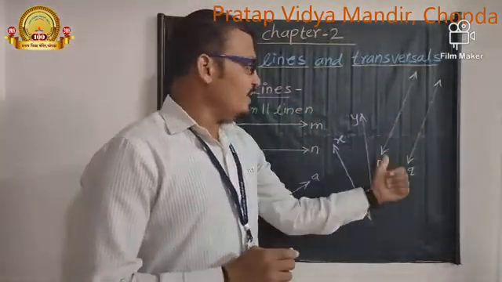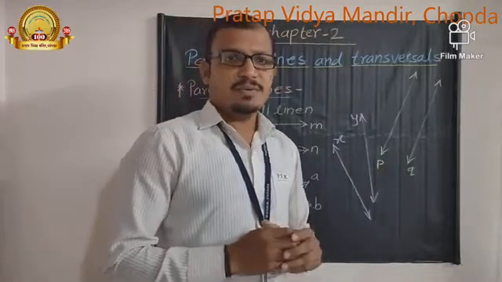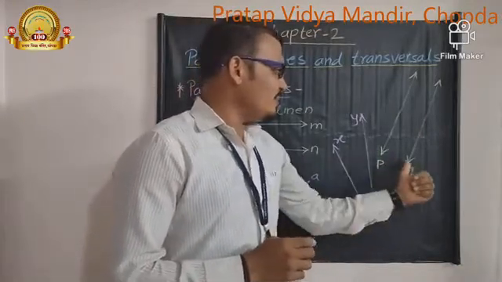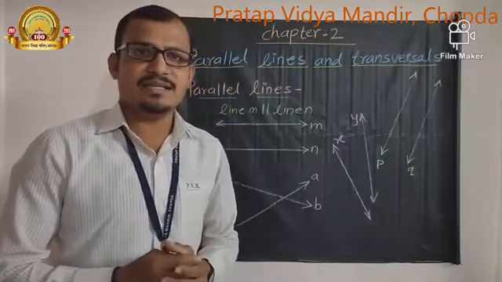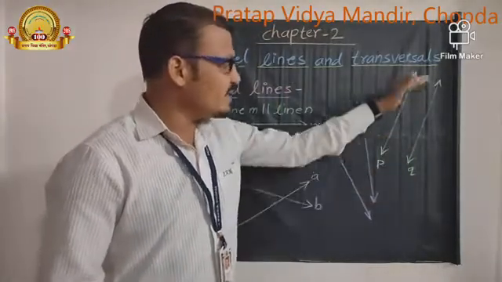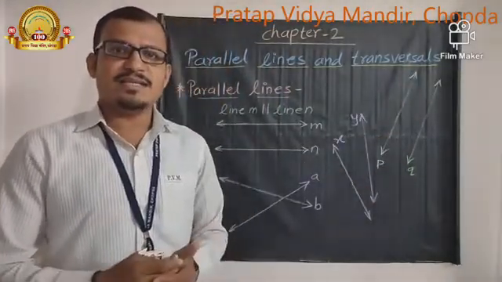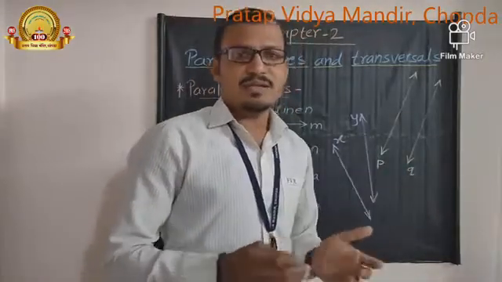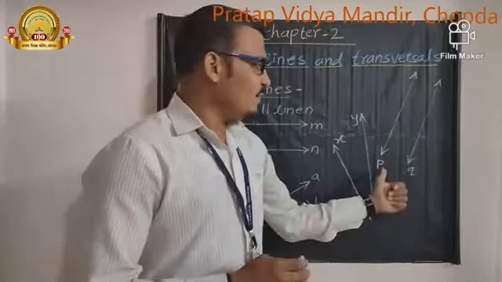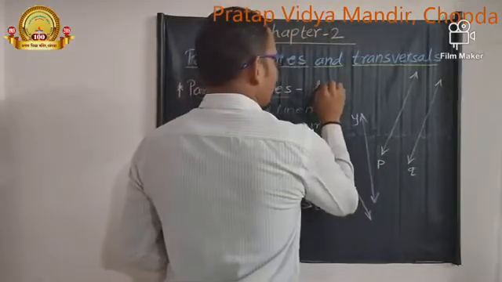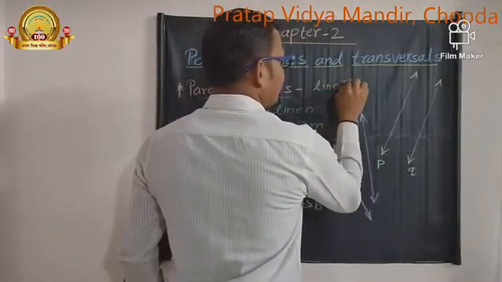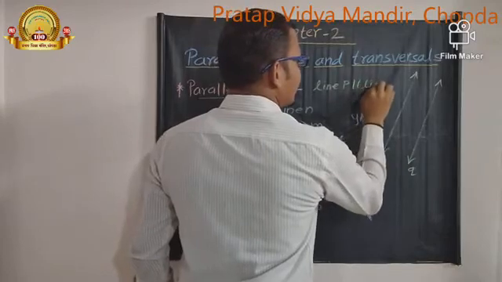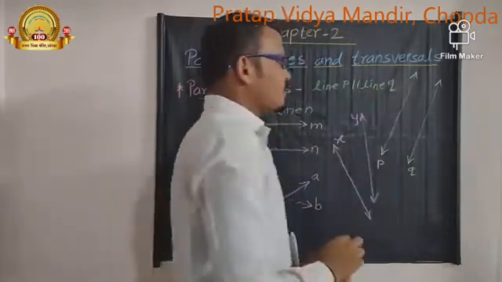Similarly, if we take line P and line Q, here also line P and line Q do not intersect each other. If we extend these lines on both sides, then also they do not intersect each other. So line P and line Q are also parallel lines, and we write it as line P parallel to line Q.